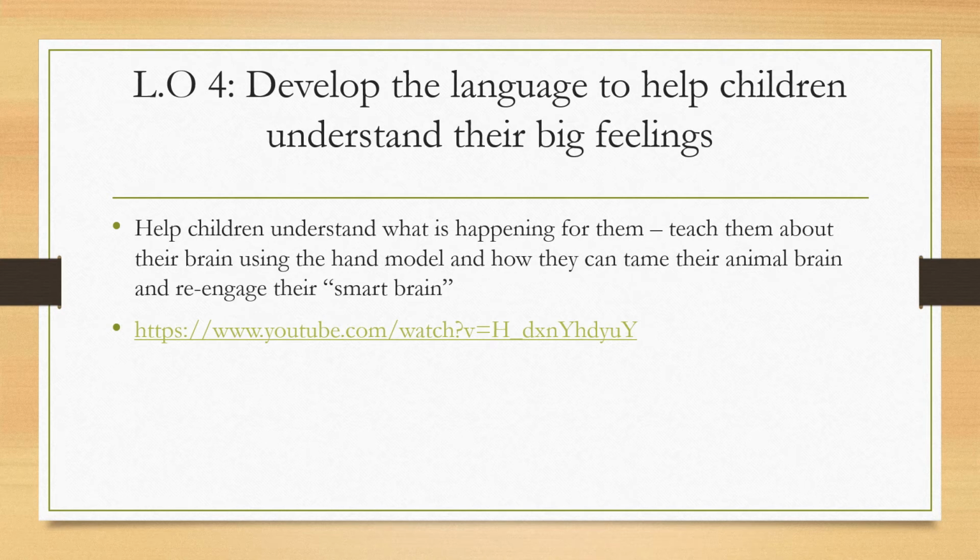Learning objective 4 was to develop the language to help children understand their big feelings. So sometimes the children will not really have any kind of understanding of why they are behaving the way they are. They can't articulate it. It's scary for them, the way that they're behaving and how they seem to be not in control of their brains. So you can actually teach them about their brain using the hand model and how they can tame their animal brain and re-engage their smart brain. I can't play this for you now, but I really recommend that you watch this video.